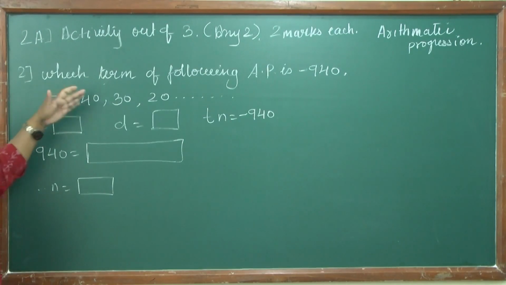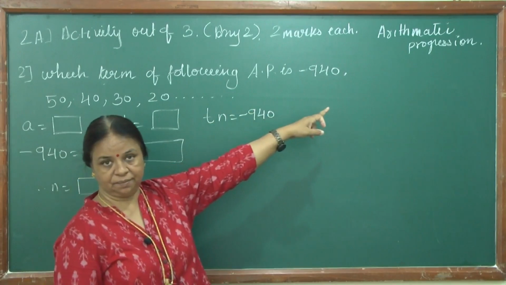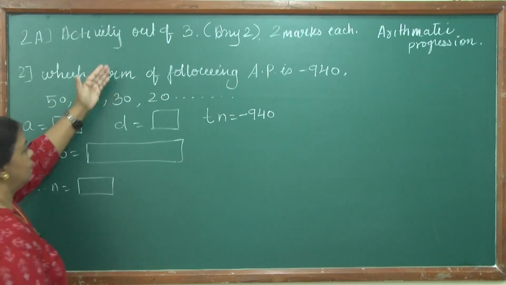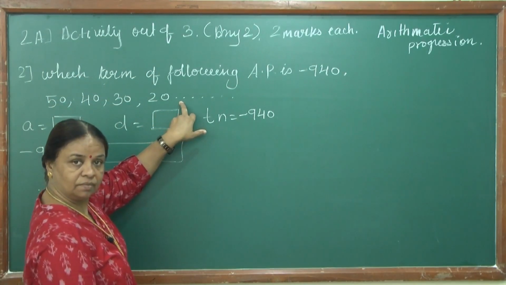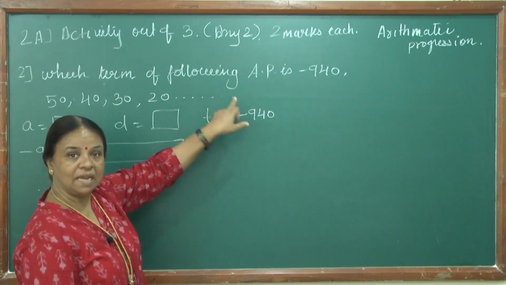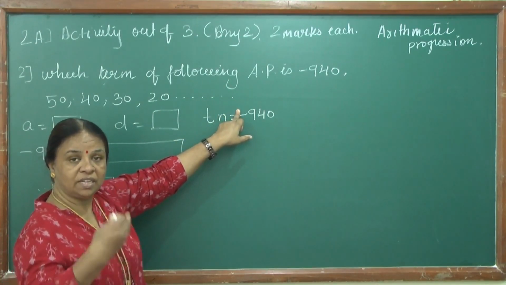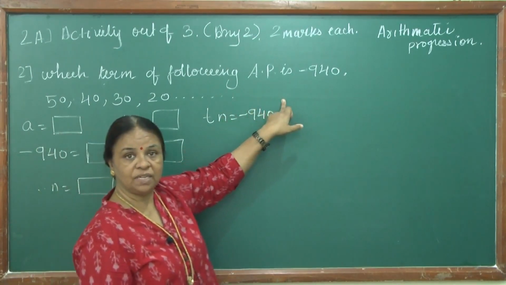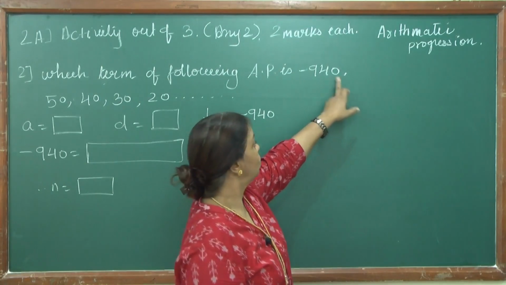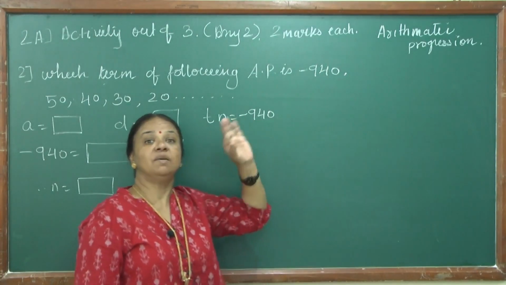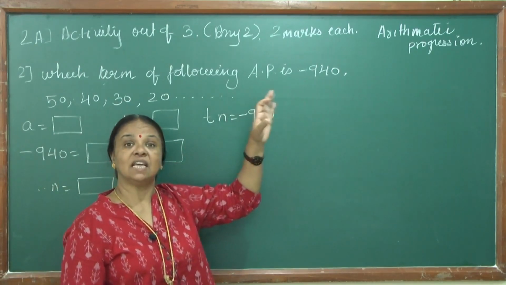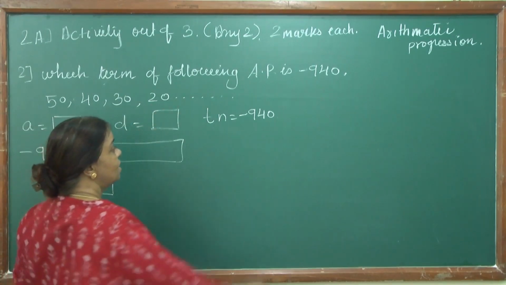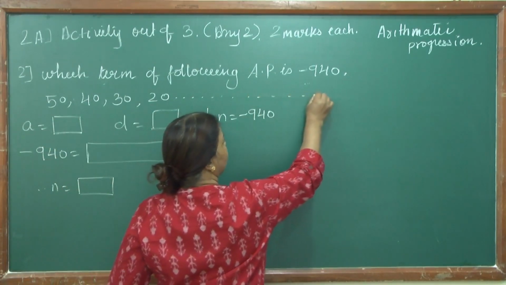Second activity: which term of the following is minus 940? See, the terms are beginning from 50, then 40, then 30, then 20, then 10, then 0, then minus 10. Means you are going 10 steps behind. Then it will be minus 20, then minus 30, minus 40. So like that, what is the number of that term when it will be minus 940? Like here it is second, here third, here fourth. So what is the number of this term? In the middle so many terms are there.